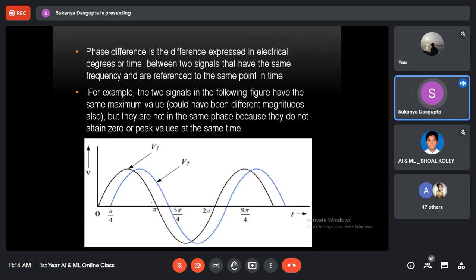Look at this figure. V1 is the black colored signal, V2 is the blue colored signal. The starting points are different now. V1 has started from origin, V2 has started from the instant pi by 4. Can anyone tell me what is the frequency of the signal marked as V1 here in this figure? The time period is 2 pi, right? So what will be the frequency for the black colored signal?